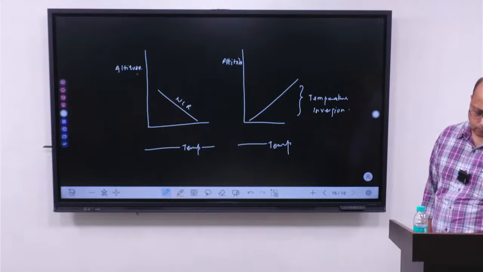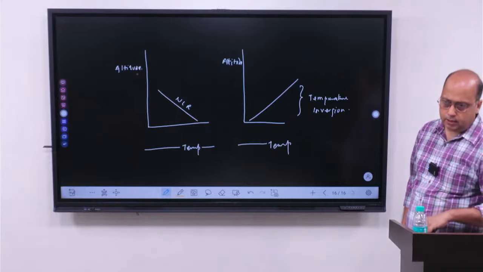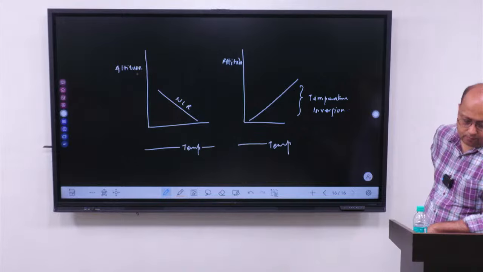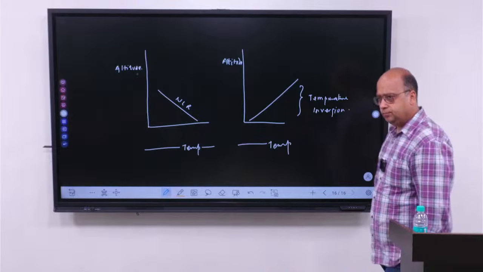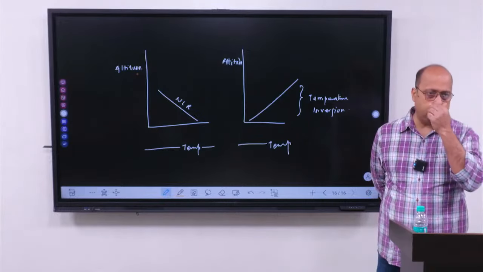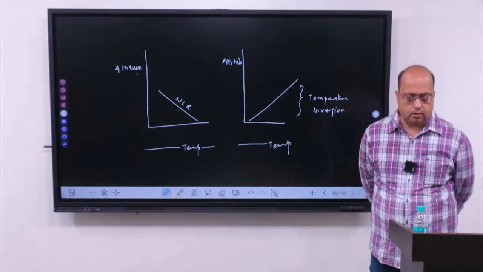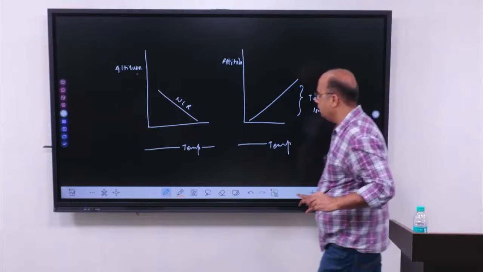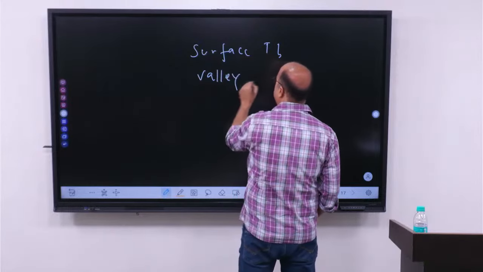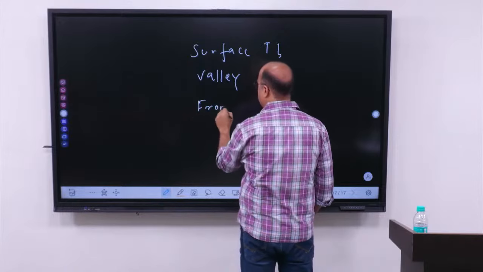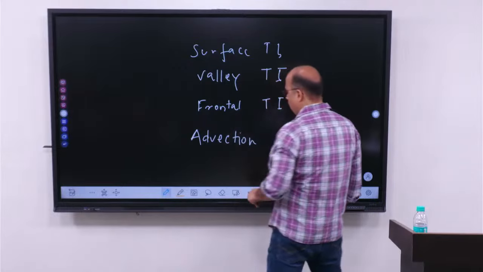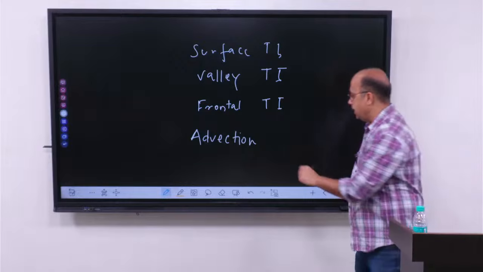So write, temperature inversion is classified into surface temperature inversion, second valley temperature inversion, third frontal temperature inversion, and advectional temperature inversion. Okay.